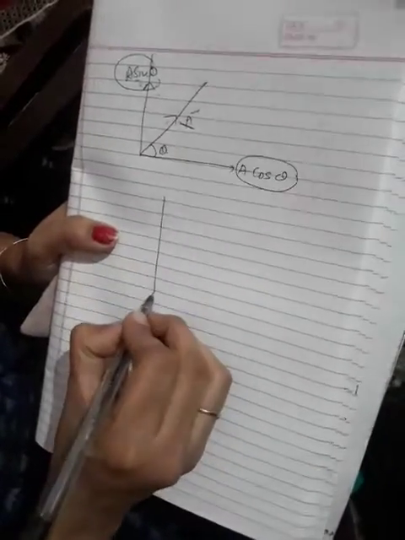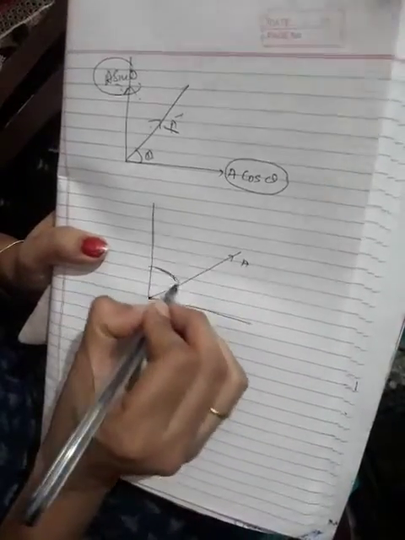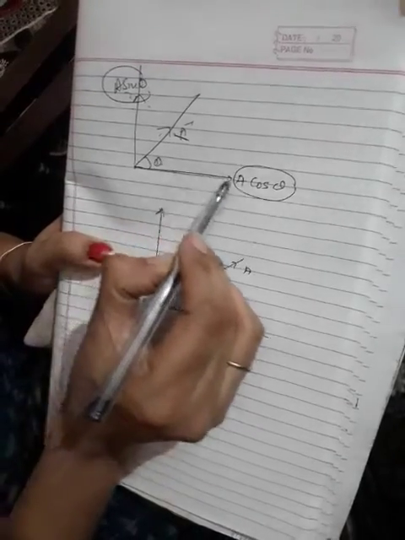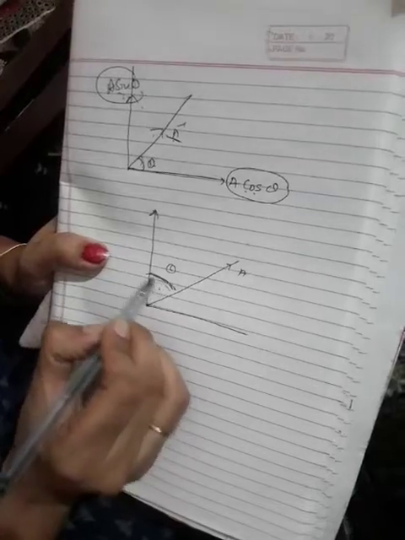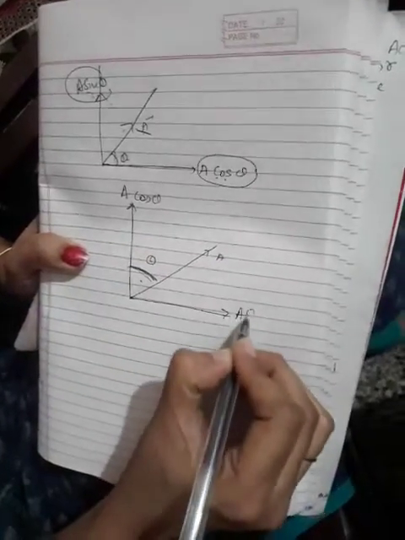Now suppose you have a vector A making an angle theta with this axis. The axis which is making the angle theta, that component will be cos. So here it is making an angle theta, so this is A cos theta and this is A sin theta.